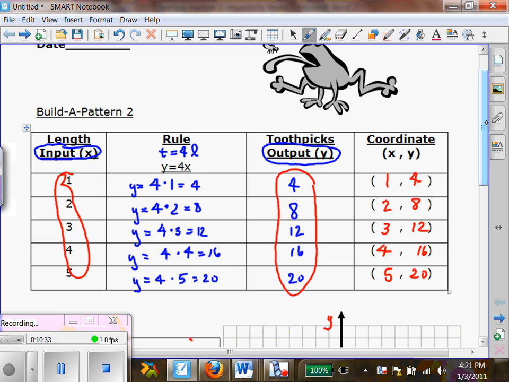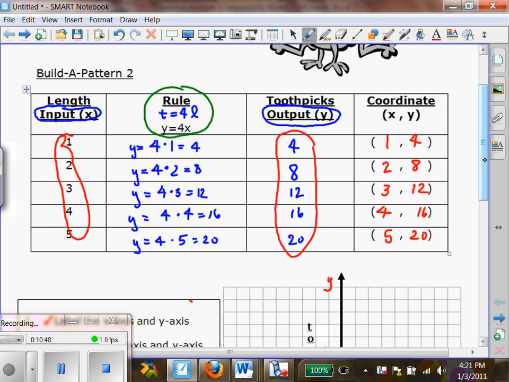Hopefully, you need to make sure all of your rules are correct, because you do need to fill in your rule and show your work on how that rule works to make sure that all of these numbers and these numbers match up like they're supposed to. So you're going to go ahead and continue on and do this same process for Build-A-Patterns 3 through 8.